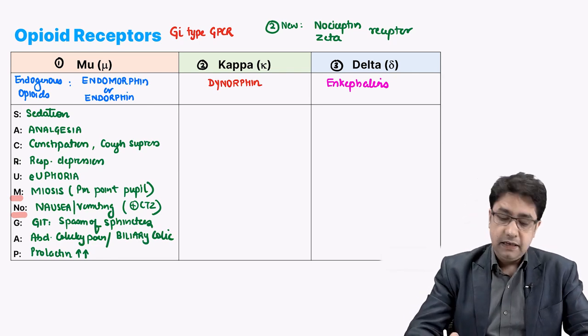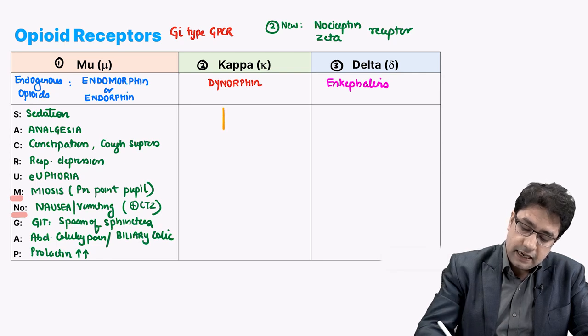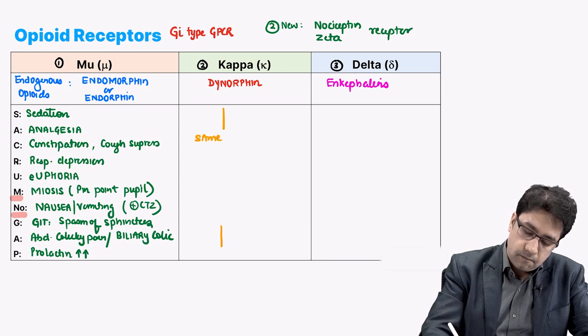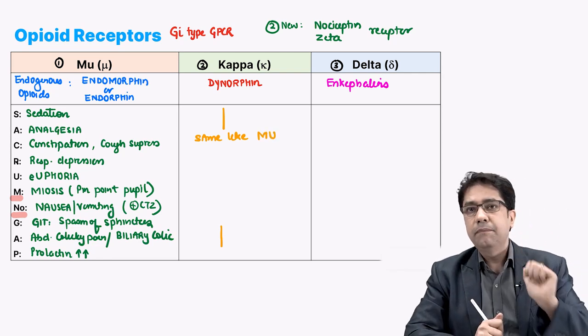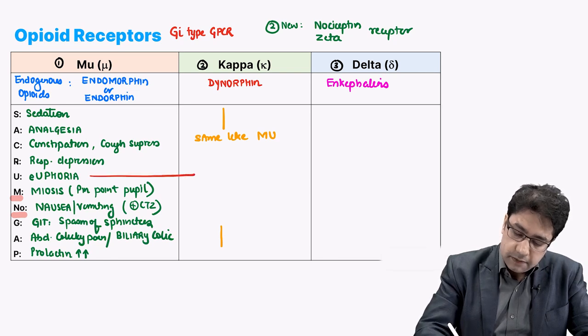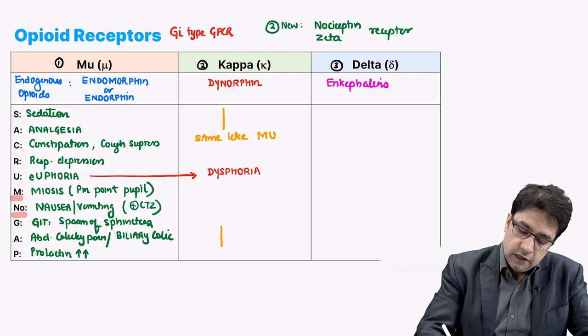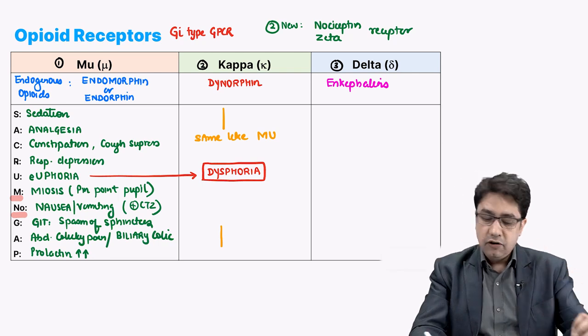Now, what about kappa receptor? Remember, kappa receptor, everything is the same as mu receptor, except one. Remember, instead of euphoria, kappa receptor rather produces dysphoria. So this is a characteristic effect of kappa receptor. Instead of a euphoric feeling, they cause dysphoria.